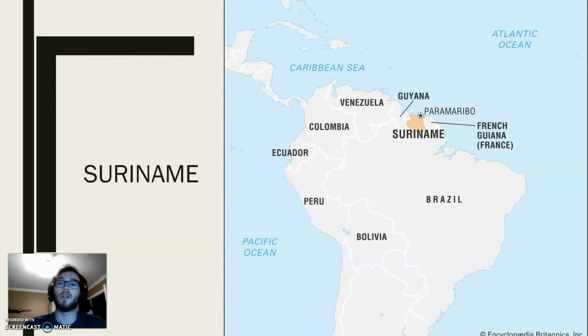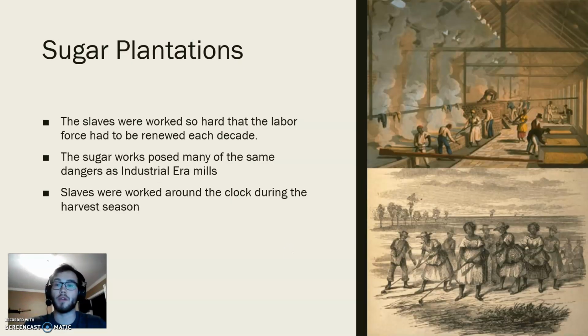Oroonoko is sent to a colony called Suriname, which is located in the northeastern part of South America, as you can see on the graphic on the right. This colony was primarily used for sugar growth, which was one of the harshest assignments a slave could be given in this time. The sugar plantation demanded around-the-clock shifts during harvest season, and the sugar itself was processed using similar safety standards as the early Industrial Revolution. It was very not safe, and there wasn't much thought given to the safety of the slaves themselves.